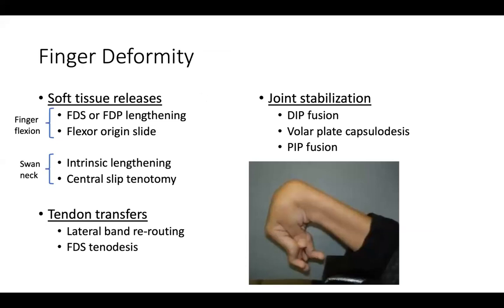So moving down to finger deformities, there's kind of two main deformities. They may have finger flexion contractures, or some have swan neck deformity. And obviously those are treated differently. For finger flexion, you can do FDS or FDP lengthening or a flexor origin slide. And then for swan neck deformity, you can do intrinsic lengthening or central slip tenotomy based on the cause of the swan neck, which we'll talk a little bit more about. And then there are some tendon transfers available. Some prefer to do lateral band rerouting, and then joint stabilization procedures as well.